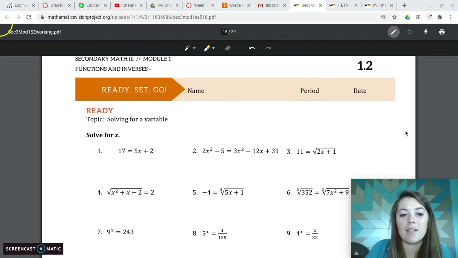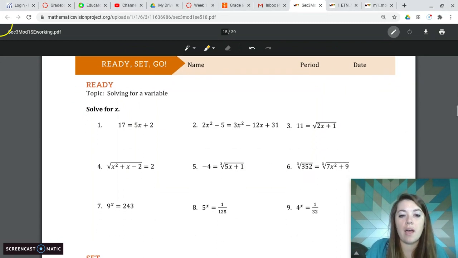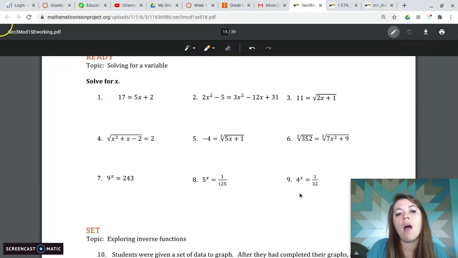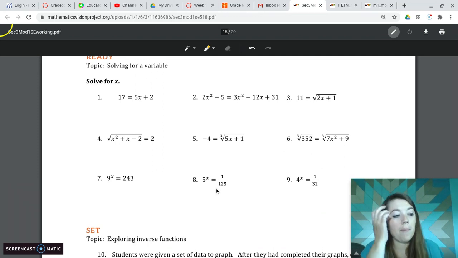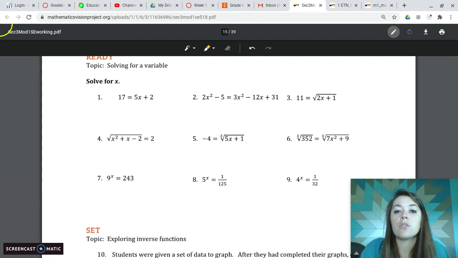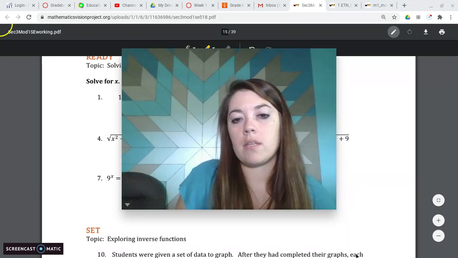So what we are looking at here is we're solving for x. We just want to solve for the variable. Obviously, most of these are fairly complex and have a lot of steps. The first one's just a simple two-step equation. The rest of them are a lot more complicated. We've got square roots and cubed roots. We've got exponential equations. So I'm going to do a couple of them with you so that you have an idea of what you're doing, okay? All right, the first one we're going to look at is number 4. So let me just make this big.